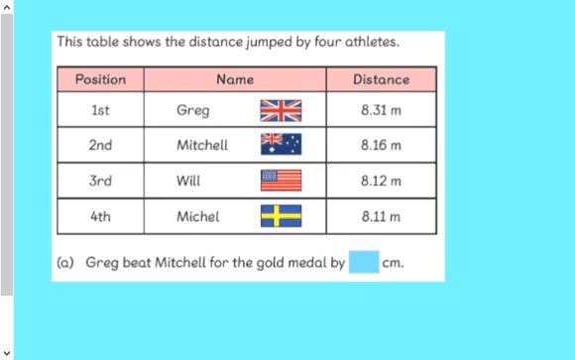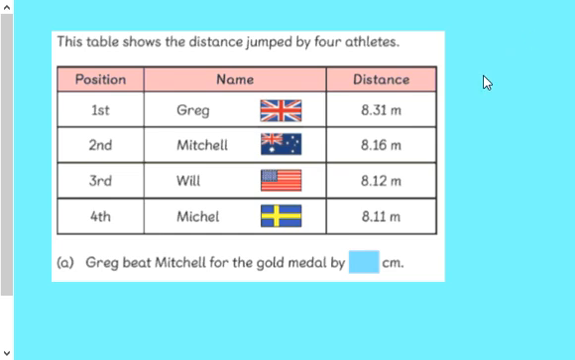This table shows the distance jumped by 4 athletes. It says Greg beat Mitchell for the gold medal by how many centimeters? What I want you to do before you answer the question is to press pause and just think about what you might need to do to answer this question. Press play when you're ready for me to just go through what you need to do, and then we'll set you off to start.